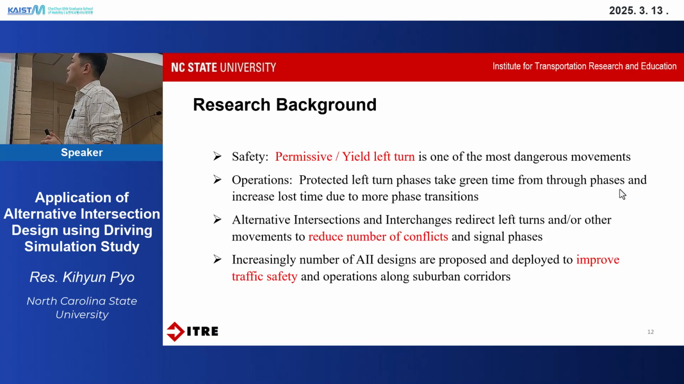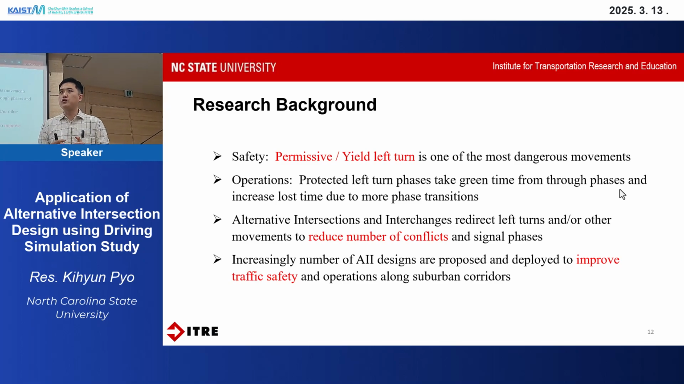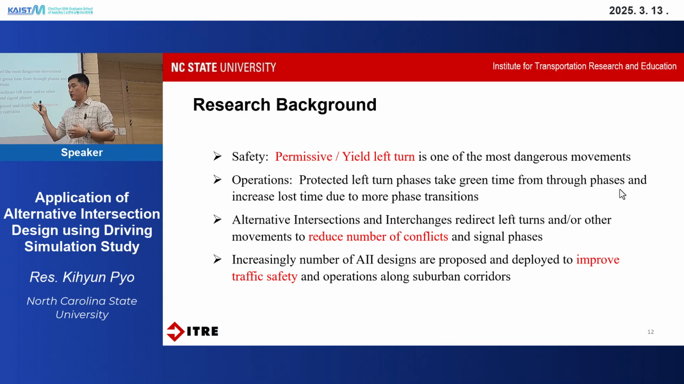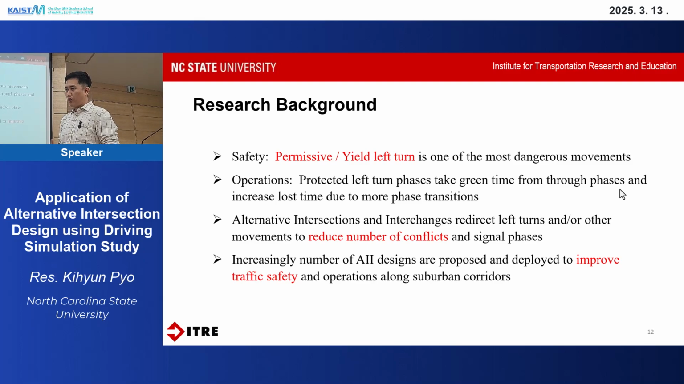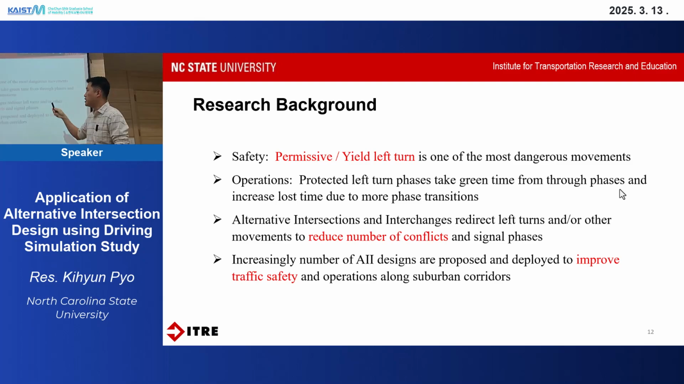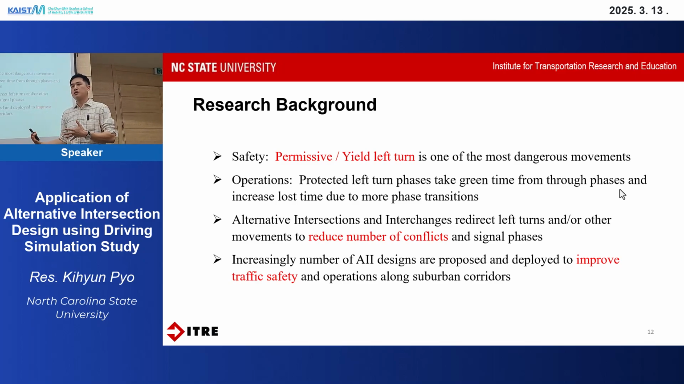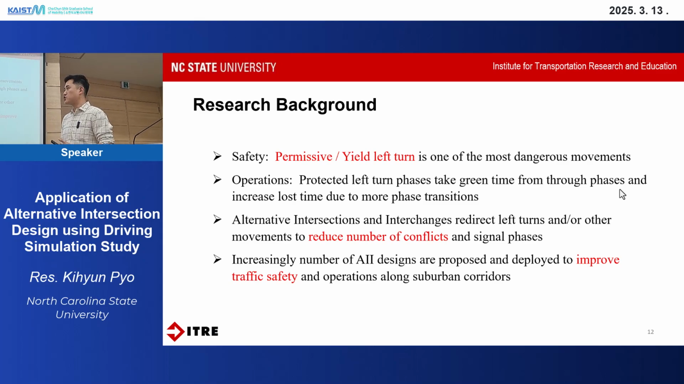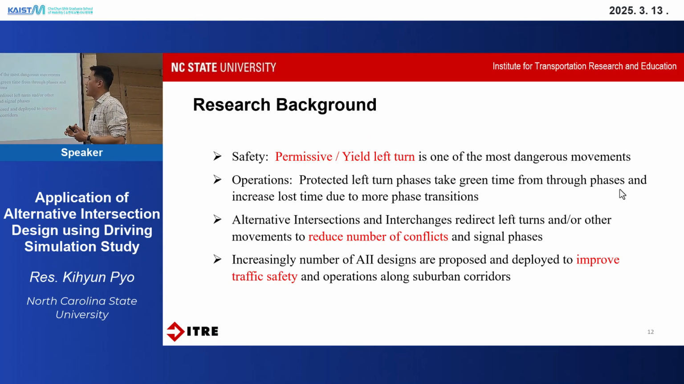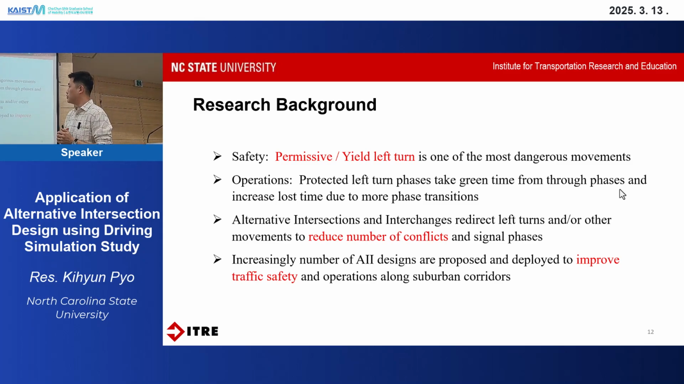So, the research background. If you can drive, you may know the concept of the permissive yield left turn. In Korea, 비보호 좌회전. As I mentioned earlier, there are a lot of possible sites to install the permissive yield left turn in North Carolina because there are a lot of suburban areas, so we don't need a lot of standard intersections controlled by typical signals. But the con is that it is one of the most dangerous movements. Crashes and injuries are very high at this permissive yield left turn movement.